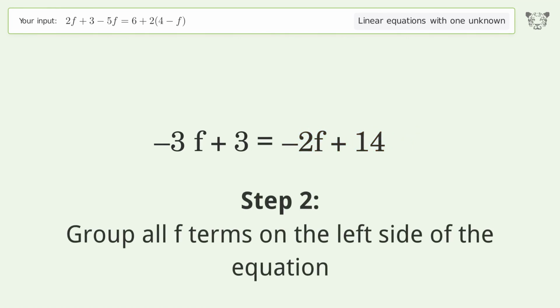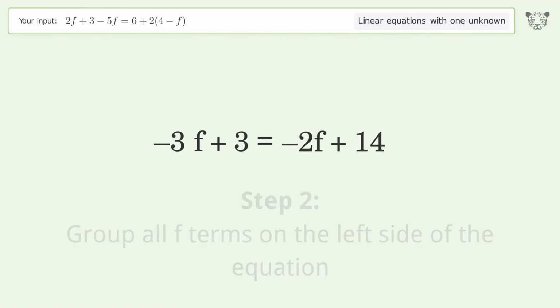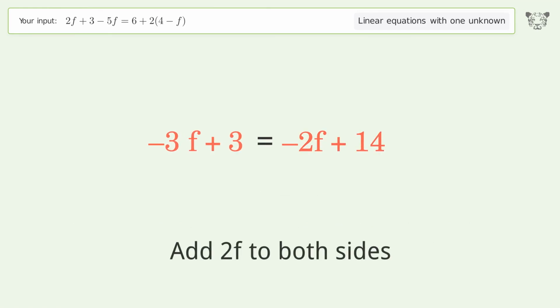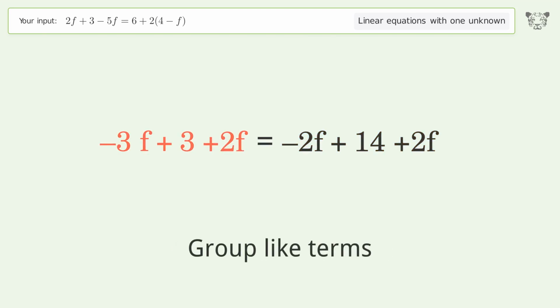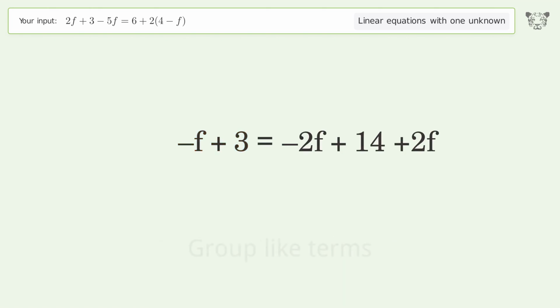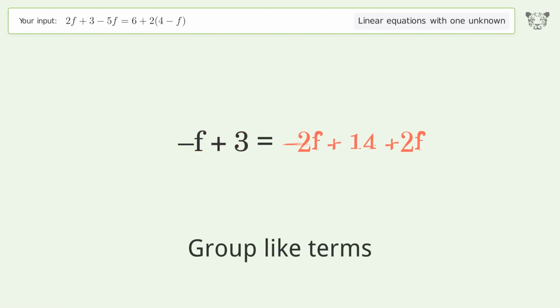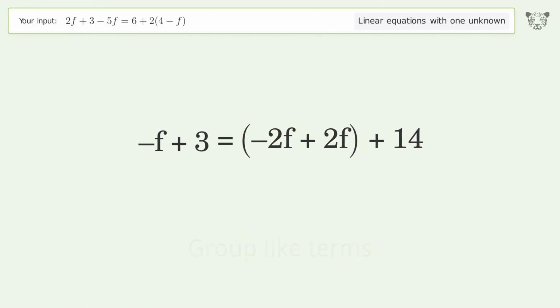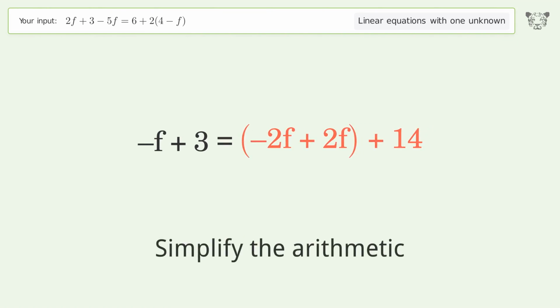Group all f terms on the left side of the equation. Add 2f to both sides. Group like terms. Simplify the arithmetic. Group like terms. Simplify the arithmetic.